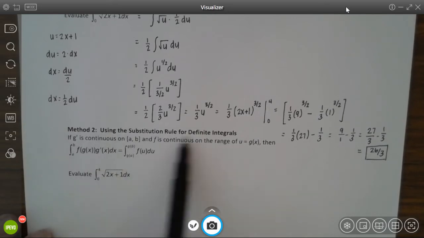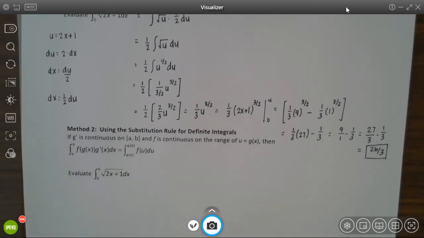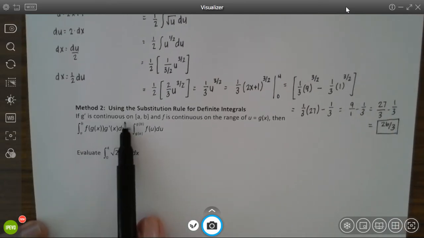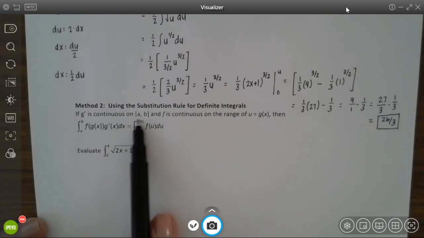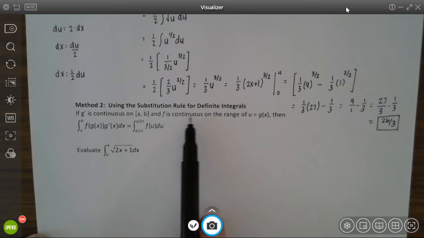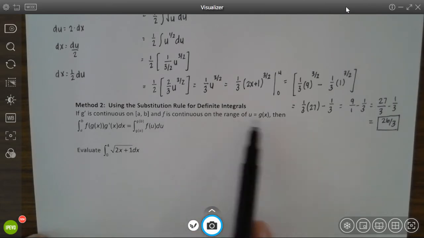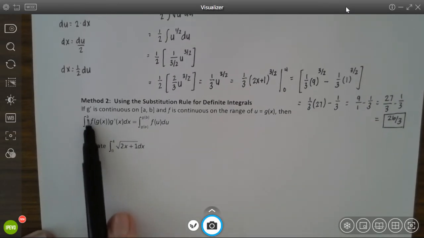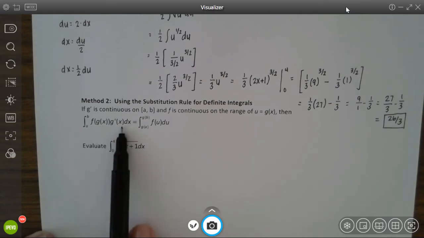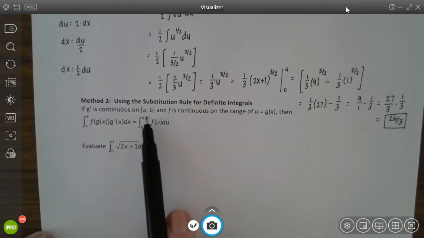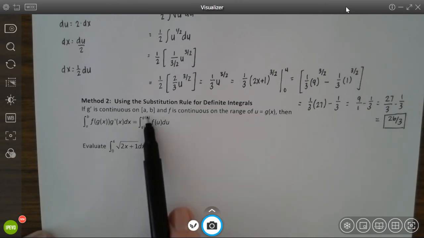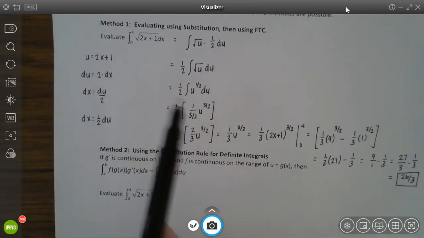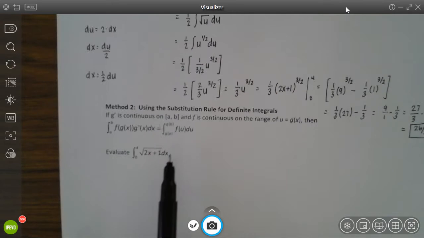And I usually prefer this way because you can skip a couple of steps that we did up here. So method 2 says that as long as your function g is continuous over the interval and f is continuous on the range of g of x, then the definite integral from a to b of our u-substituted function can be evaluated on a different interval. That interval is what we evaluate our u expression at. So I'll tell you what that means down here.